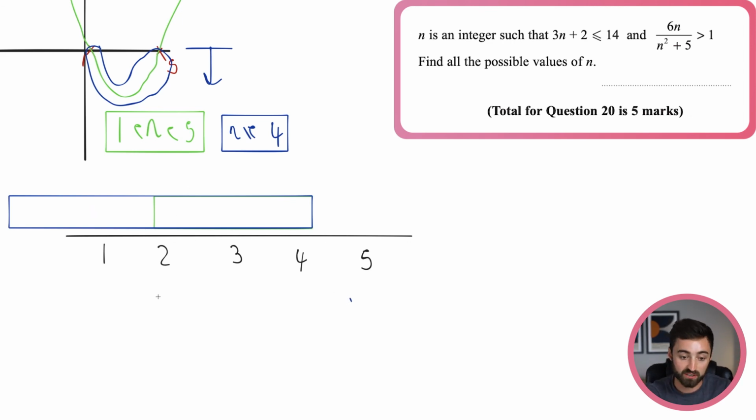It's just the values n equals not 1. Completely got that one wrong. It's not the values n equals 1, because the green one doesn't satisfy that. It's the values 2, 3, and 4. And that is the paper.